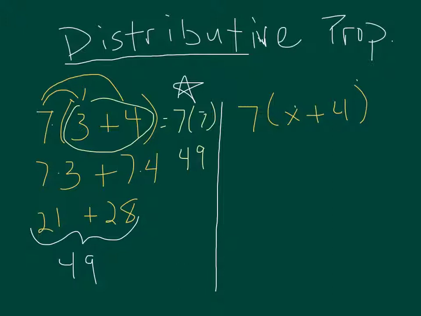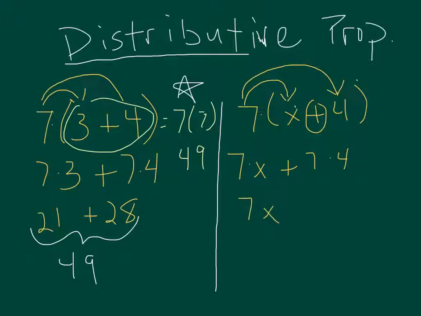So what we're going to do is we're going to take the 7 and distribute it to the x and multiply it. 7 times x is just 7x. We're going to keep the addition, just bring it down, and take 7 times the 4. So we have 7 times 4, similar to what we have over here. So 7 times x is just 7x, plus 7 times 4 is 28. Now because we don't know what x happens to be, that is as far as we can go.